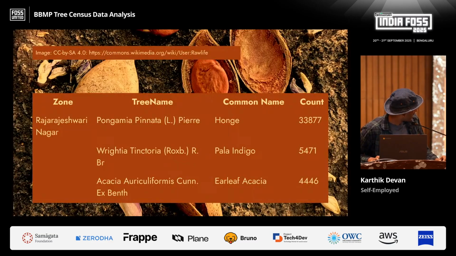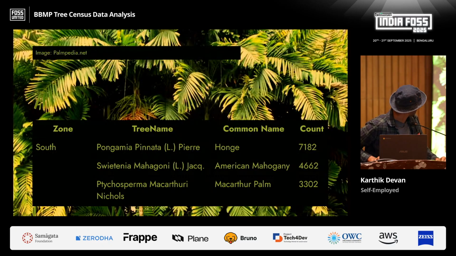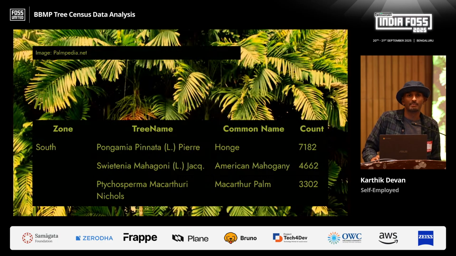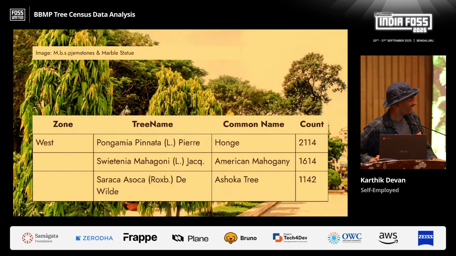And this is Rajarajeshwari Nagar with the honge seed in the background. Again, this is south, with one of the common trees being the MacArthur palm. And I think all of us have a mixed relationship with palms. They're probably not native trees, and they're ornamental, and some people get really protective about them. Hey, stay away from my palm tree, don't play cricket here.